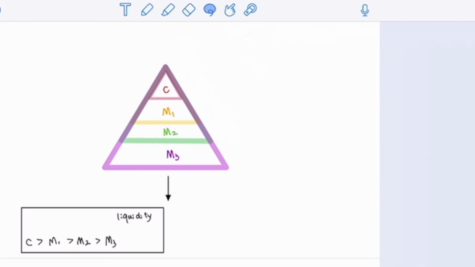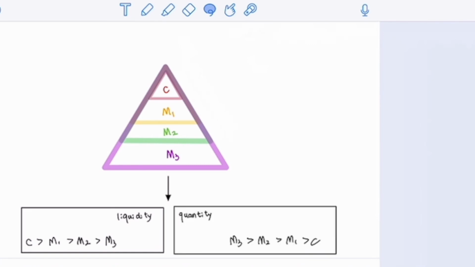On the contrary, when we are talking about quantity, we say that M3 is greater than M2, greater than M1, and greater than currency. That is because, by definition, M3 includes M2, M1, and C, so it is the largest. M2 includes M1 and C, so M2 is the second largest. Finally, M1 is less than M2, and currency is less than M1 because M1 includes the currency and some others. So the size of M1 is greater than currency. So that is how we measure the money.